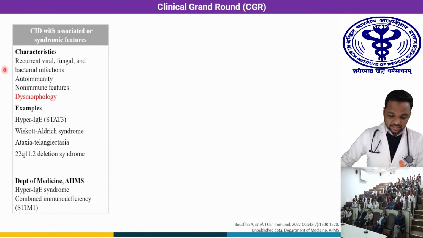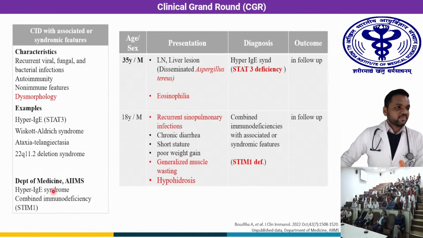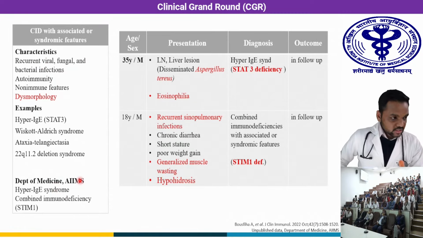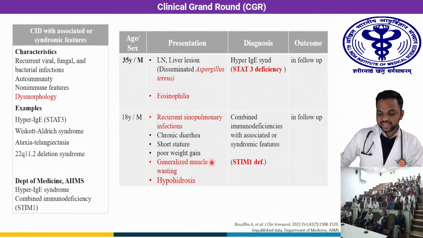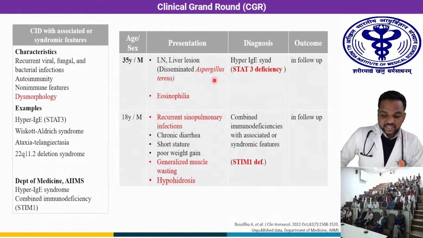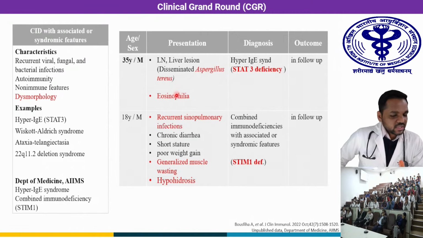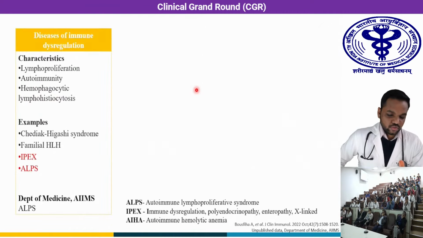Coming to the next category, that is CID with associated syndromic features, here we have diagnosed cases of hyper IgE syndrome or STIM1 deficiencies that I have discussed. Usually hyper IgE syndrome patients present with dysmorphic features, but it was unusual in our case. He doesn't have any dysmorphic feature, but he presented with disseminated aspergillus infection and eosinophilia, which led to further evaluation, and we found STAT3 deficiency, thus making the diagnosis of hyper IgE syndrome.